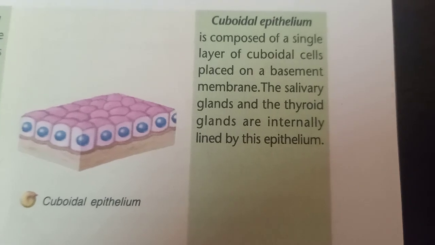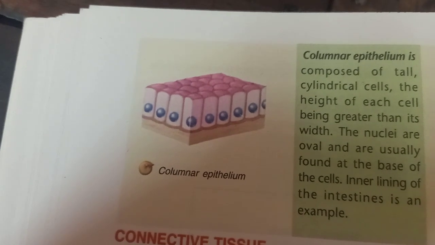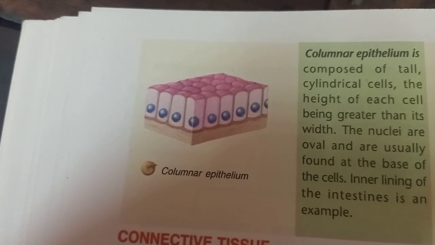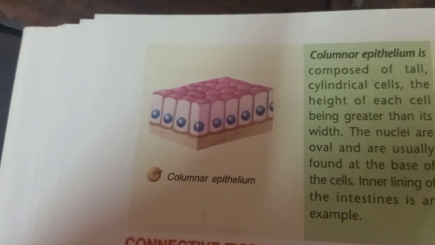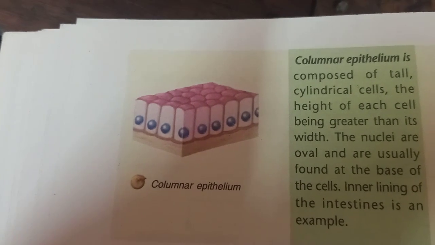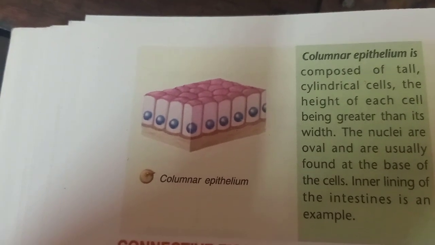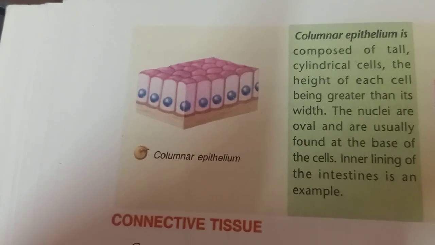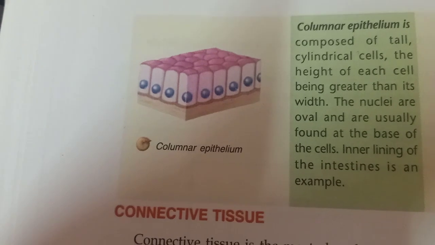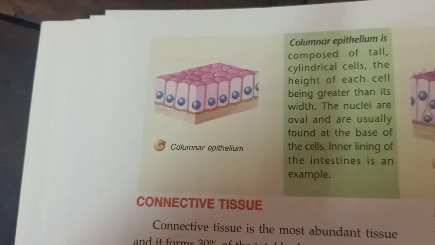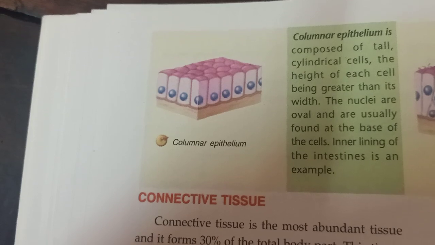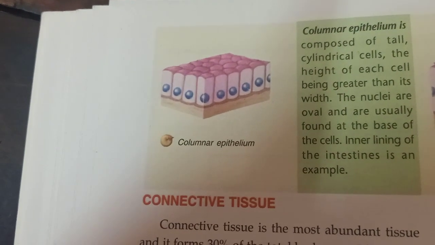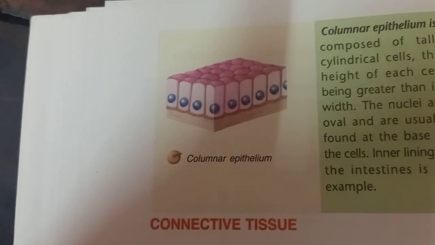Now we study the third one. Third is columnar epithelium. It is composed of tall cylindrical cells. You can see in the picture that they are tall and cylindrical, the height of each cell being greater than its width. The nuclei are oval and are usually found at the base of the cells. The inner lining of the intestine is an example. You can find this columnar epithelium in the inner lining of the intestine.